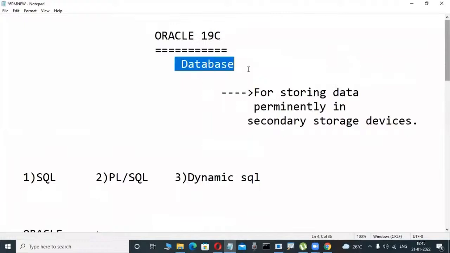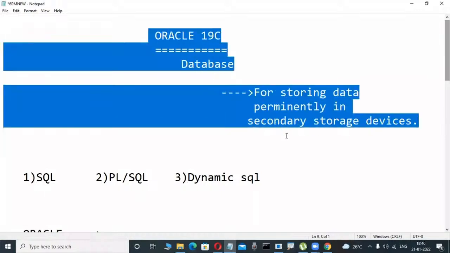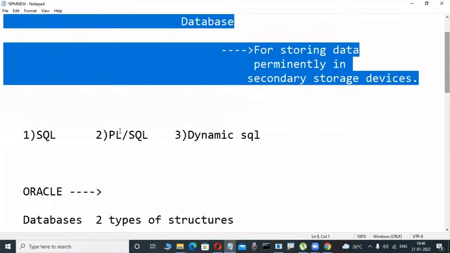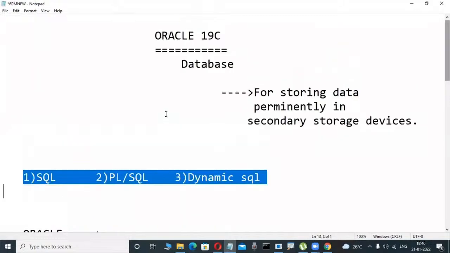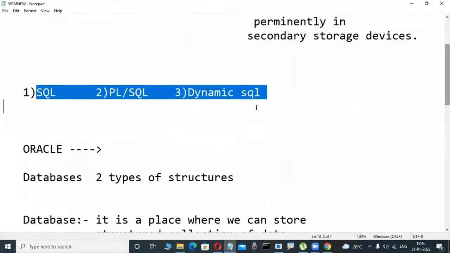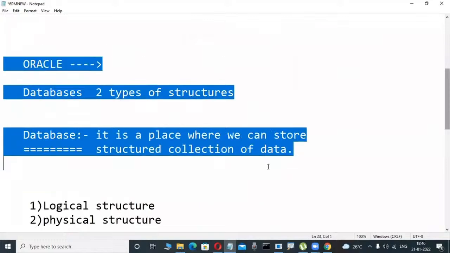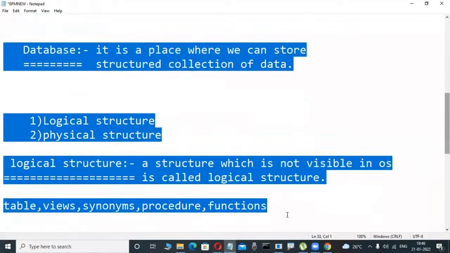What is the purpose of databases? Not only storing data permanently, but also efficiently retrieving and fetching the data from some place. If you want to operate this Oracle software, we are using SQL, PLSQL, and dynamic SQL languages. Anywhere we learn an Oracle course, these three things are there.